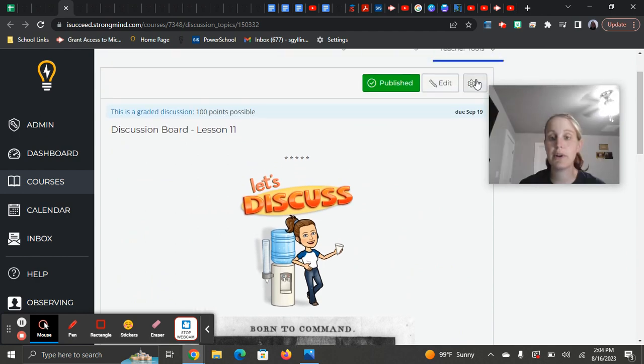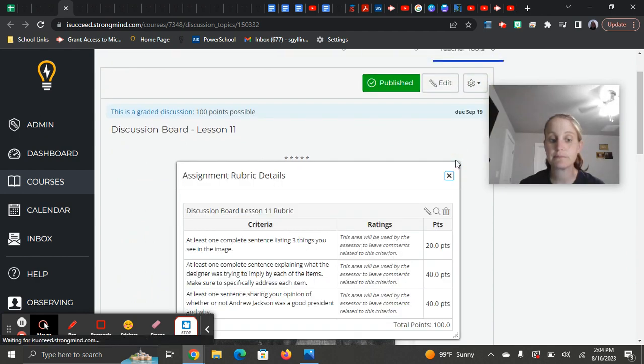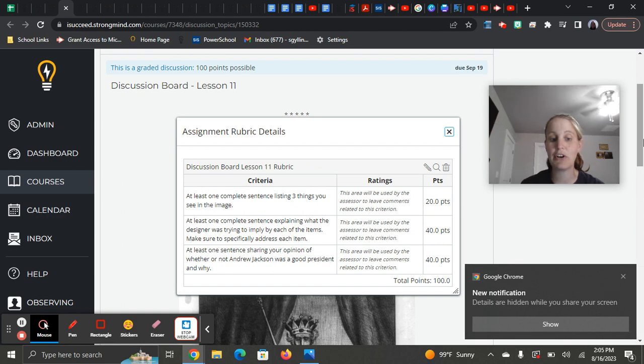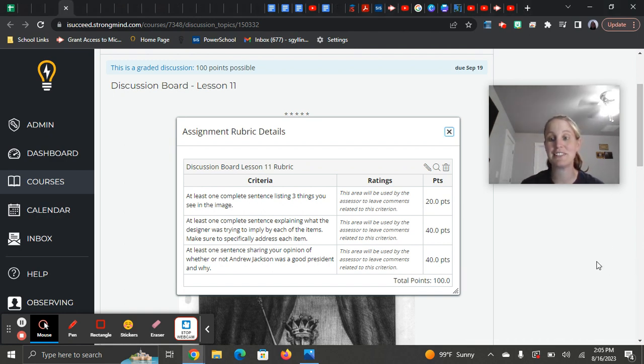Here is your rubric for how you'll be graded. So you get 20 points for writing a complete sentence where you list 3 things that you saw. So 3 things I see in the image are 1, 2, 3. List those 3 things. You get 20 points for that. You get 40 points for explaining what the designer is trying to imply by each of the items. Make sure to specifically address each item.